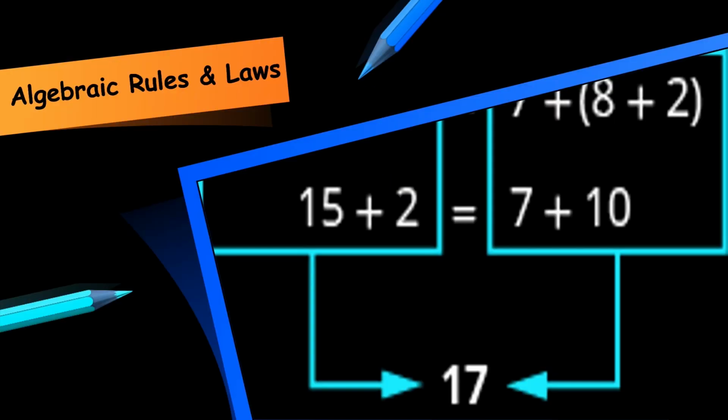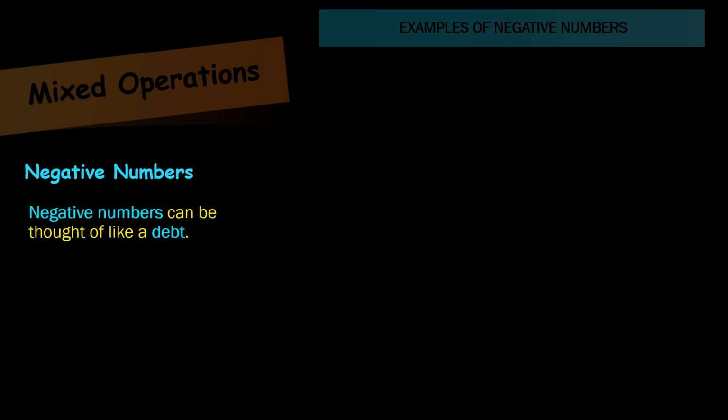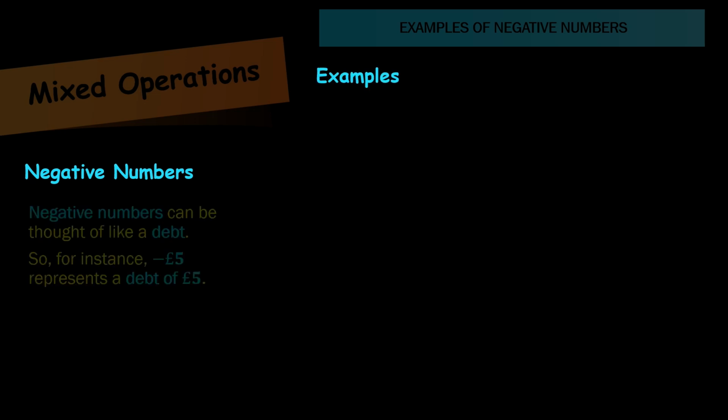Let's now take a look at some algebraic rules and laws. We begin with negative numbers. Negative numbers can be thought of like a debt. So for instance, minus £5 represents a debt of £5. Debts added together will make the debt bigger. So minus £2 minus £4 equals minus £6.